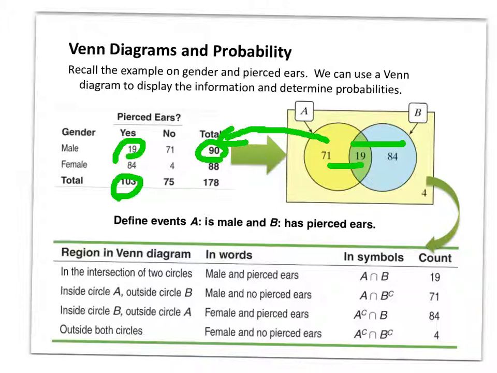So, getting used to the notation, A intersect B means A and B at the same time, which is the overlap, 19. A and B complement would be the 71. That would be this section right here. A complement and B at the same time would be this section here, would be 84. And A complement and B complement would be what's left over, which is 4. That's why we draw a box around there to represent all that are left over. Remember, there were 4 people that were neither male nor had pierced ears.